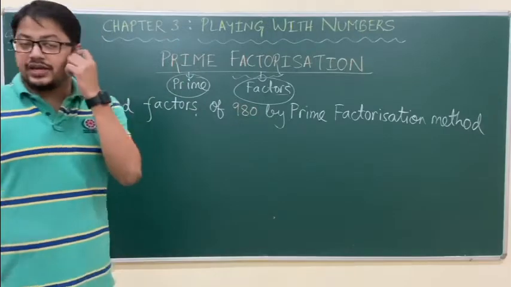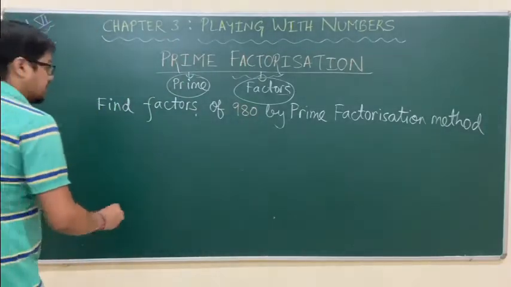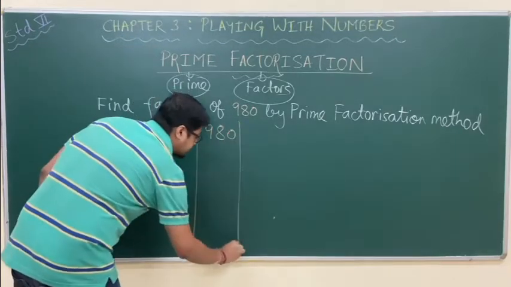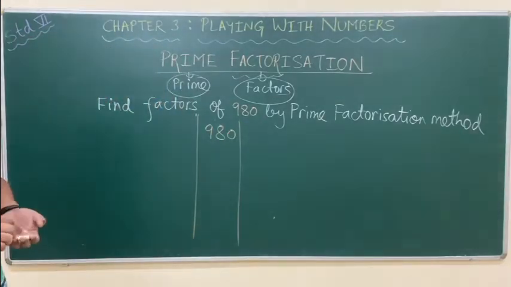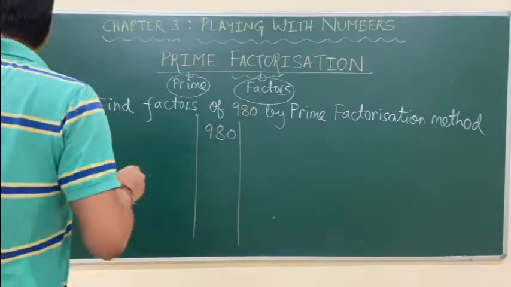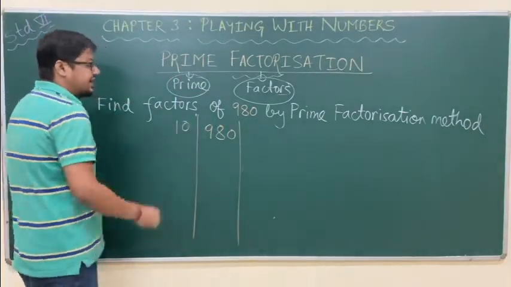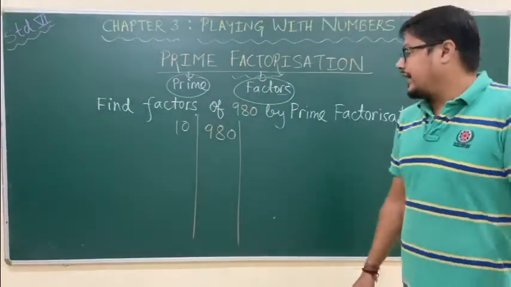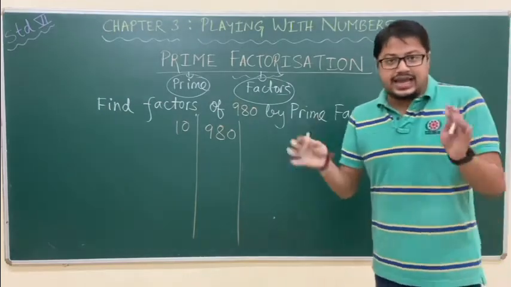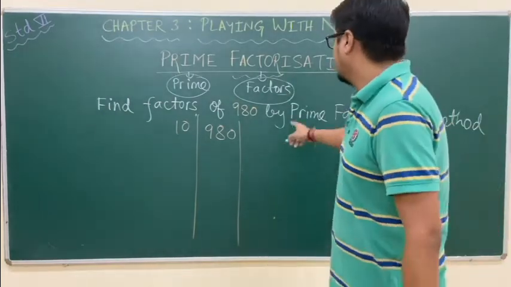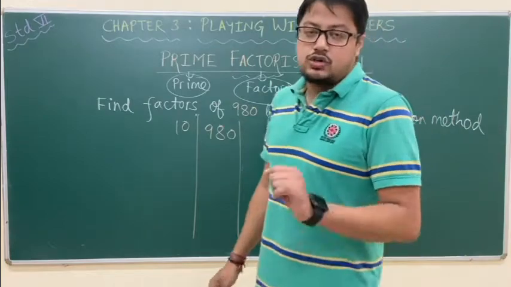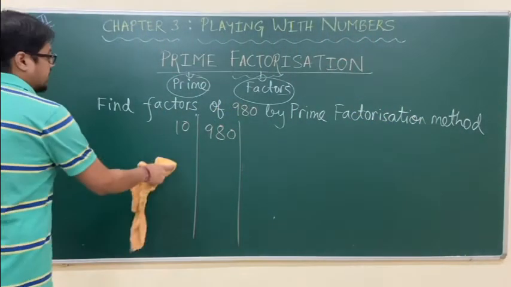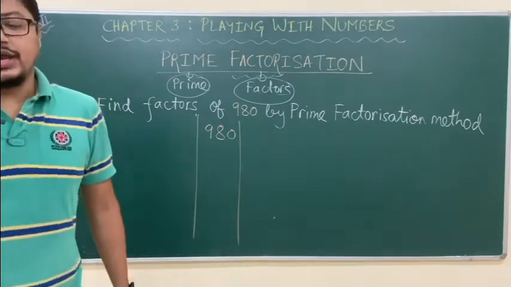I am taking a question from textbook exercise only. Find prime factors of 980. Nothing to be worried about. We know division, we know prime numbers. So 980, obviously now you will think that sir, I will divide 980 by 10. Wrong. Immediately wrong. Why it is wrong? 10 is not a prime number. We are using prime factorization method, so we compulsorily have to use prime numbers only, and 10 is not a prime number. So we cannot divide with that.